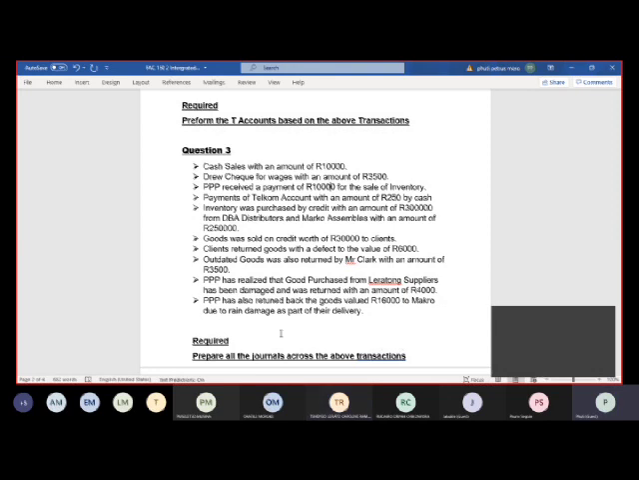Goods were sold on credit worth an amount of 30,000 rand to clients. Somebody quickly, go ahead. I think it goes on the trade receivable account. No, but we're looking at the journal. Which journal is affected? The sales returns journal. Sales journal, sorry. Sales journal, yes. It will be the same process.